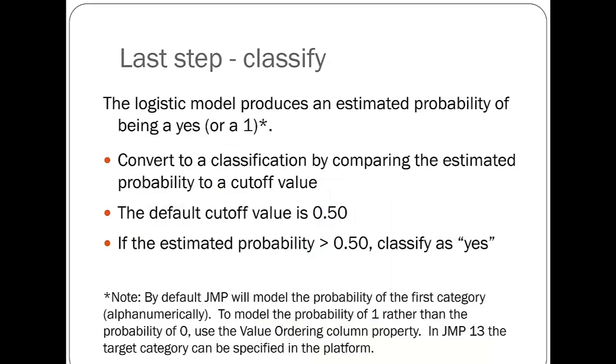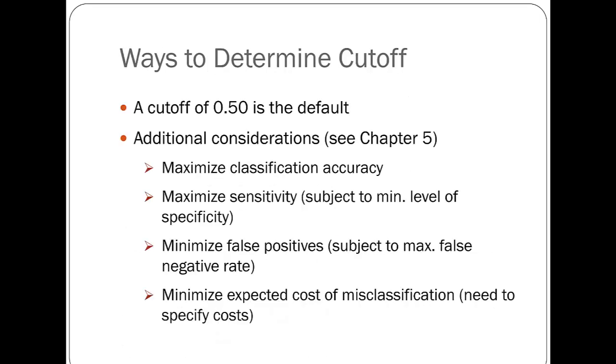Once we have the relationship, we now have just one last thing to do, and that is to estimate the probability of success, the probability of being a 1, and then convert that into a classification based on a cutoff value. And we talked about that earlier. 0.5 is the value that's used most often. And you can go back and look at Chapter 5 to see what considerations you might take into account for changing that cutoff value.